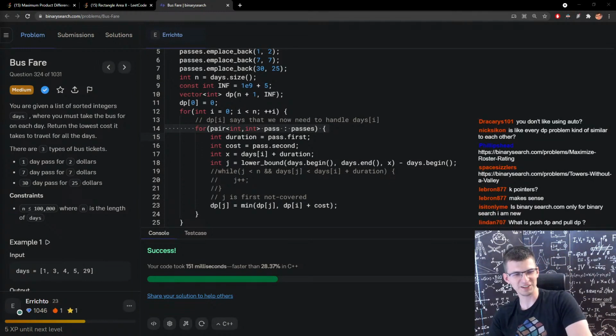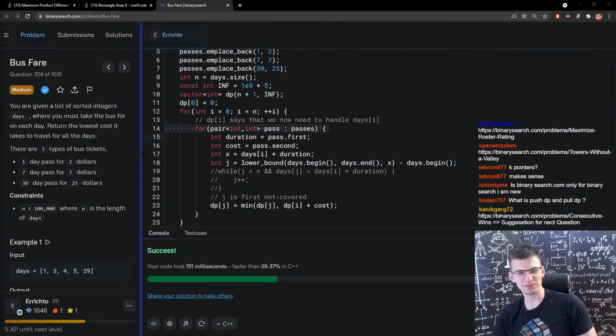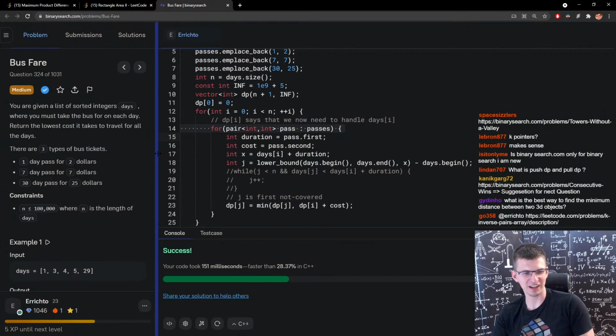Is binarysearch.com only for binary search? Good question. No, the name of the platform is just to confuse us. It's for all kinds of problems.